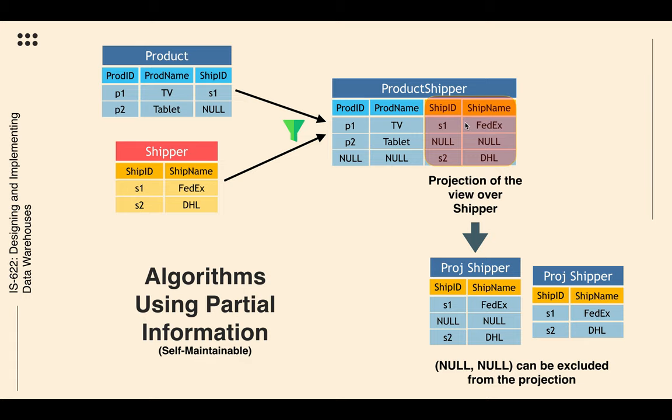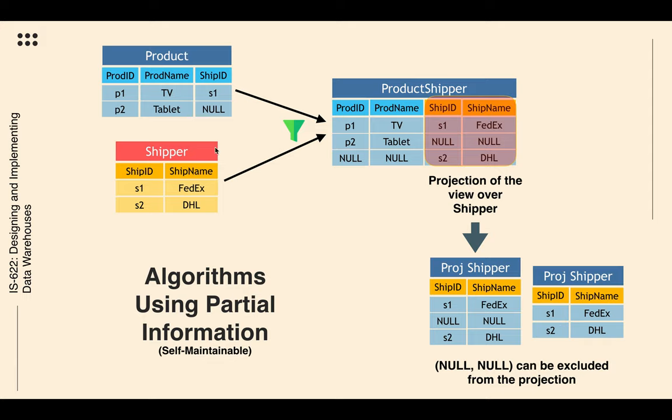So what is happening in self-maintainable? How do we make it work without looking back at the shipper? We try to get that information from here. Since it is a full join, you can see that I can get that information. How do I get the information? First of all, I get the part of the table which is related to the second relation. And then in that second relation, I get that table, which is the projection table. And then I just remove the null, which doesn't have any value. And then this one will be my projection. And you can see now my projection is equal to this table.